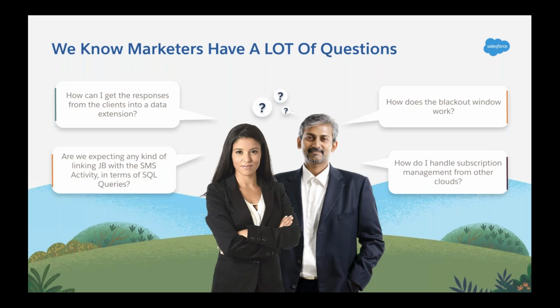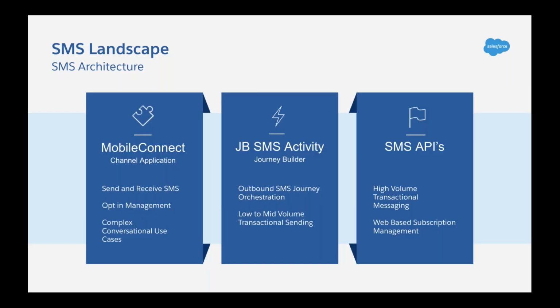Based off the webinar registrations, we know you guys have a lot of questions. Some of them were straightforward, simple ones, like how's the blackout window work? And other ones are super detailed in terms of how to actually link some of the tables in our data views, and also managing subscriptions from other clouds. So I will try to get through all these today, at least in the presentation, and then just hit some on Q&A afterwards. So let's start with the SMS landscape.